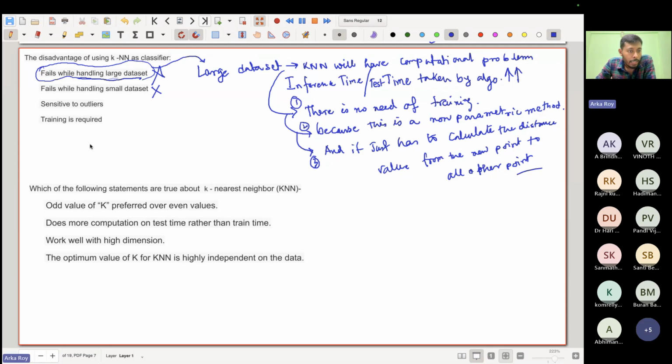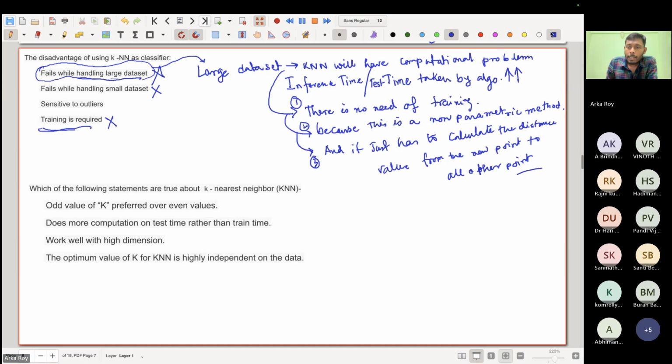Okay. Then you have the last one, that is, training is required. Already I have told you, in case of KNN, this is a non-parametric method. So you have nothing to learn from the data. Therefore, there is no need of training when using the KNN method. So this is also incorrect. Now we have to see the third statement, that is sensitive to outliers.